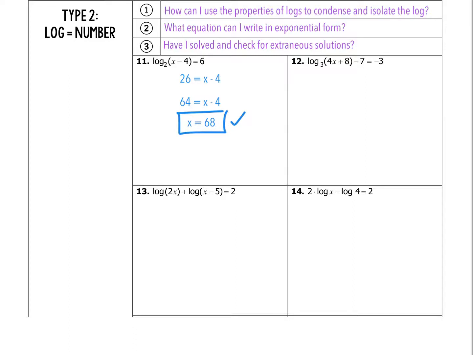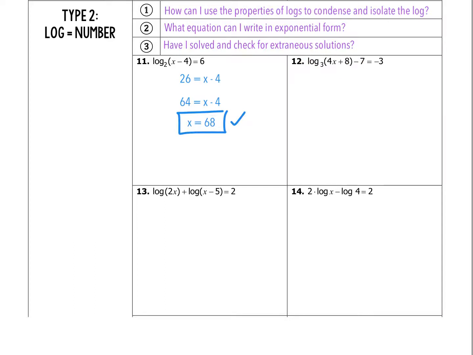All right, so let's look at number 12. I see that I have log base 3 of 4x plus 8, and then from that log, I'm subtracting 7 equals negative 3. So I don't have anything that I need to condense because I don't have two log values and I don't have anything being multiplied in front of the log. However, that log is not isolated because this is the log value and I'm subtracting 7.